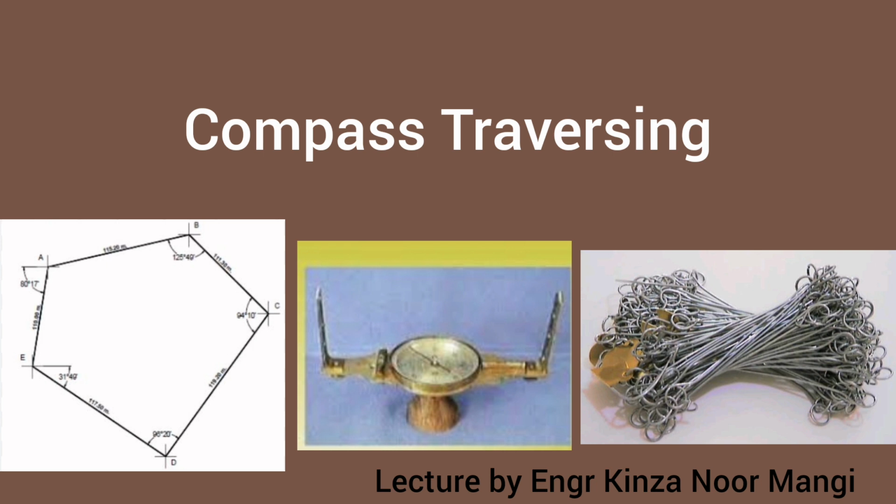In traversing, the framework consists of a number of connected lines, and the lengths are measured by the chain or the tape. The directions are measured with the help of angle measuring instruments. One such angle measuring instrument is the compass. Hence, the process is called compass traversing.